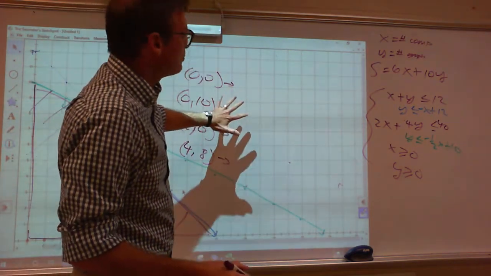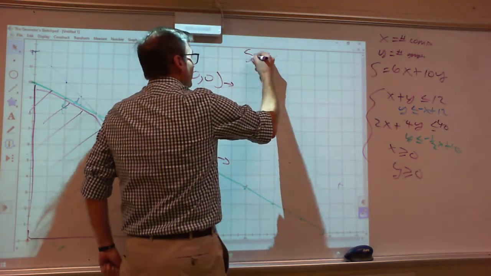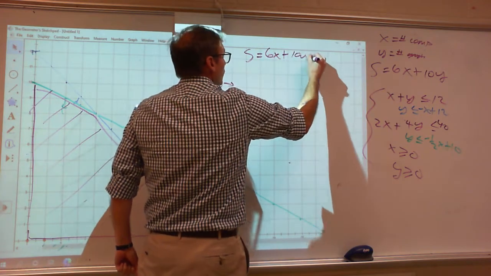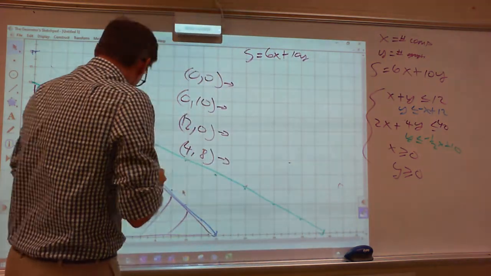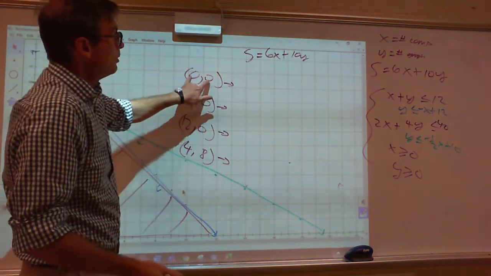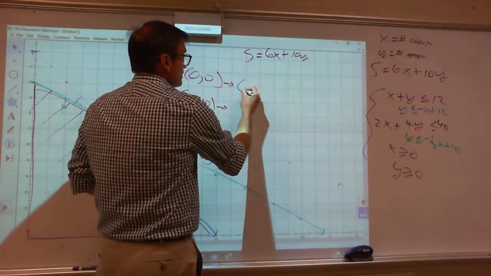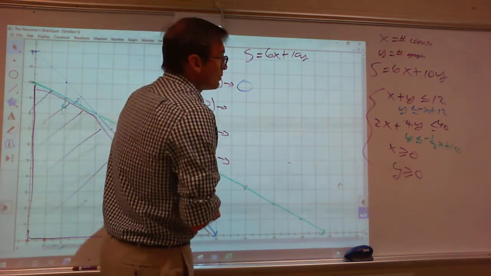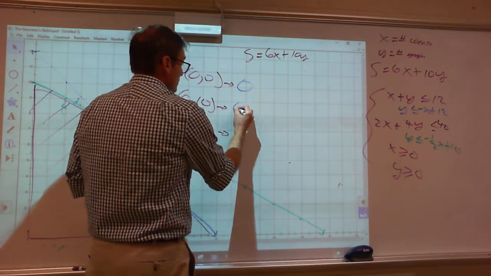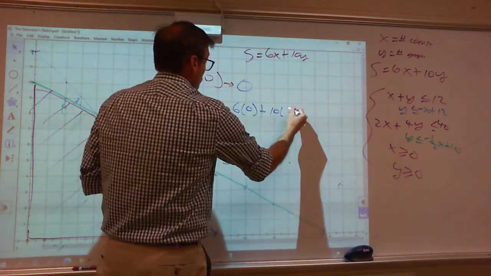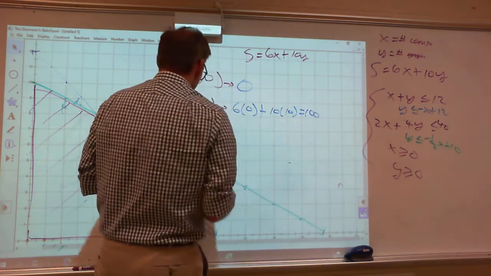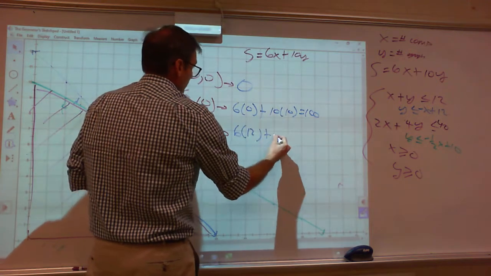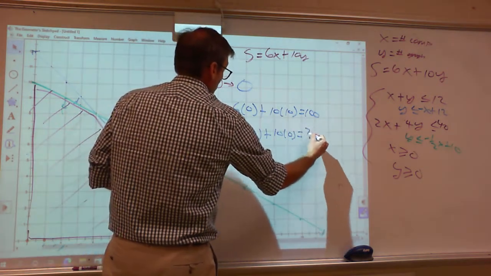So now that I've got my boundary points, I'm going to look at my objective function, which is 6x plus 10y, and compute. If I plug in 0, 0, well, I guess it makes sense if you don't answer any questions, your score is 0. If I only answer graphing questions, that's going to give us 6 times 0 plus 10 times 10, that gives us 100. If I only answer computational questions, it's going to give us 6 times 12 plus 10 times 0, which is going to give me 72.